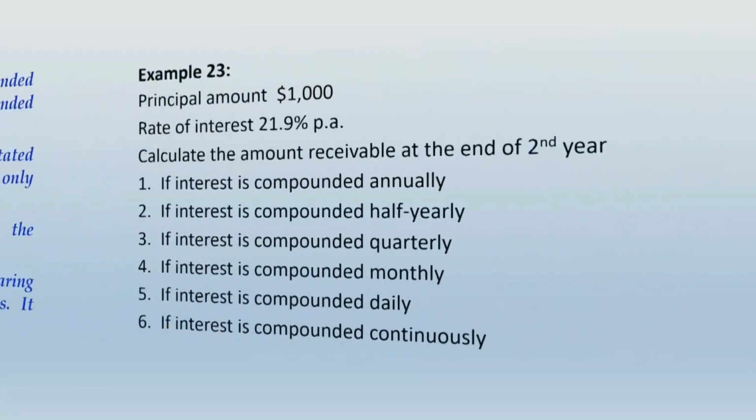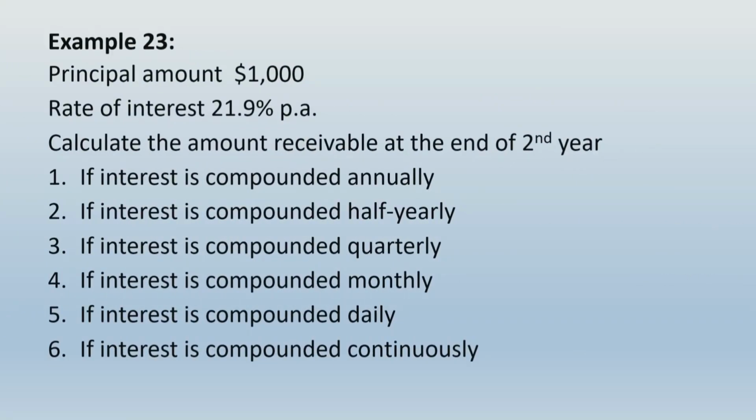Let us move ahead and take up the next example to understand this whole thing. Example 23. Let us observe what is given over here. Principal amount is given as $1,000. Rate of interest is 21.9% per annum. So when it is given like this, this is what we call the stated interest rate. Calculate the amount receivable at the end of second year if interest is compounded annually, if interest is compounded half yearly, if interest is compounded quarterly, monthly, daily, and at the end they have mentioned if interest is compounded continuously.